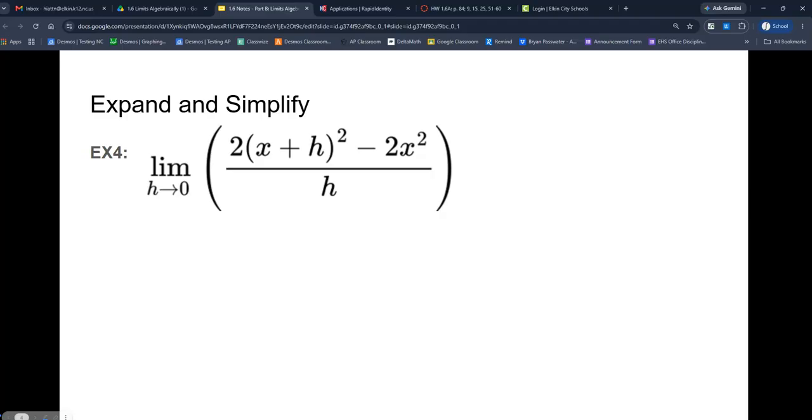Now, this one's not a complex fraction. This one I think is actually probably easier than the last one that we did.